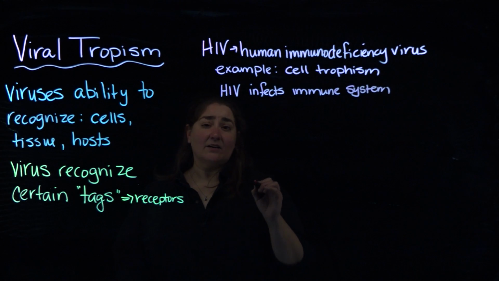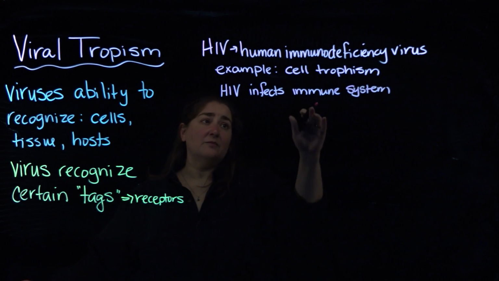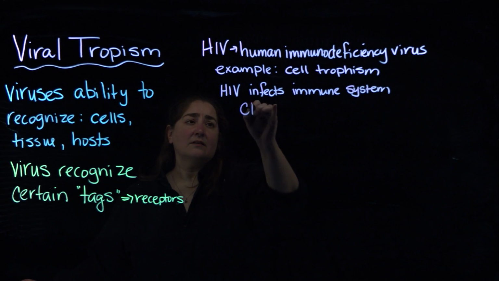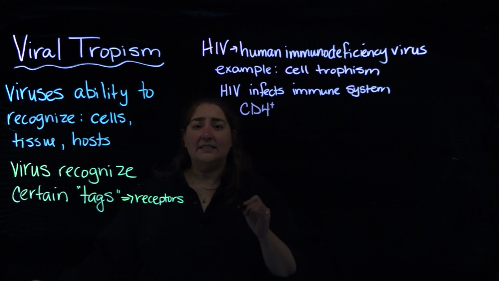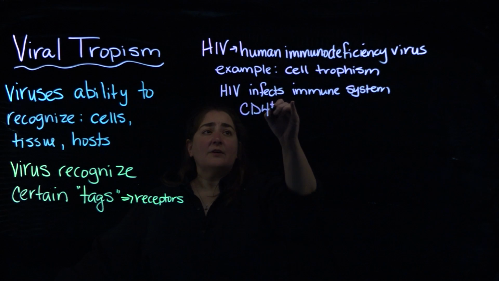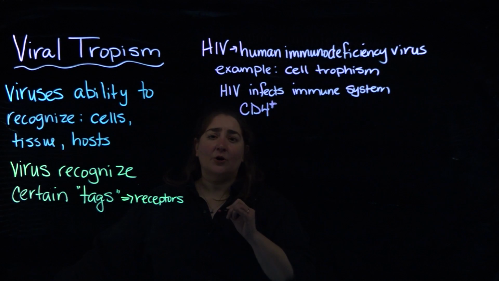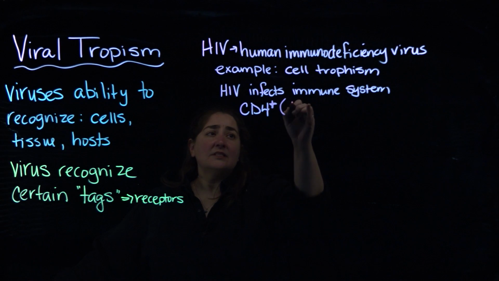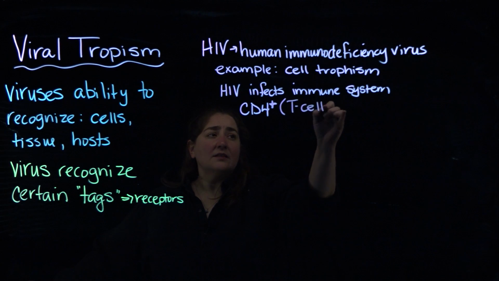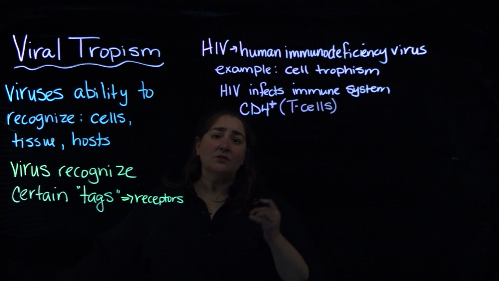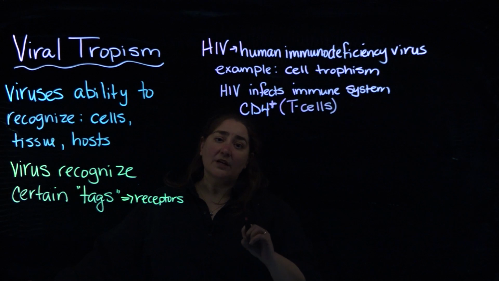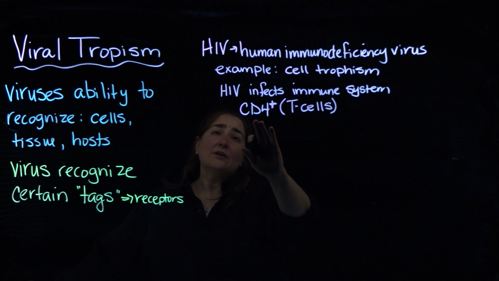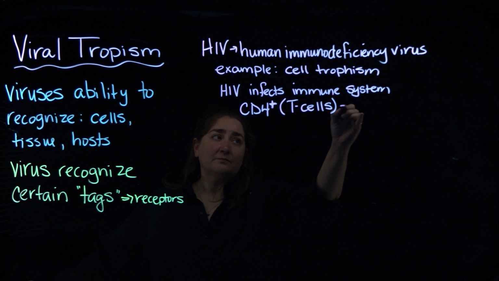And the tag on the outside of the immune cells is called CD4, all right? So if a cell has that CD4 marker, we refer to it as being CD4 positive, okay? Specifically, this is going to be on the outside of T cells. And I know we haven't talked about T cells yet either, but don't let that throw you. Because what I want to get across right now is just how the specificity happens.